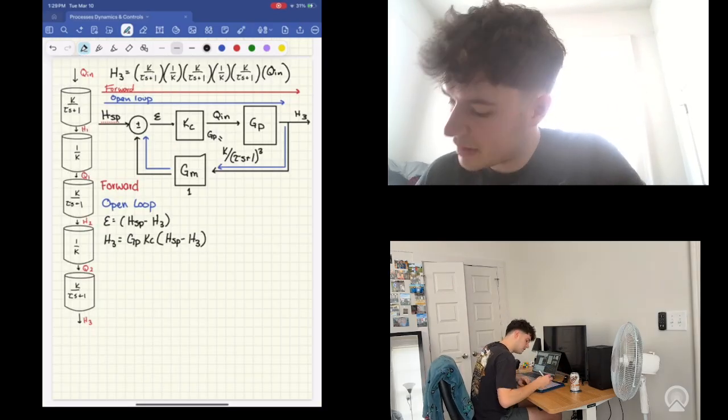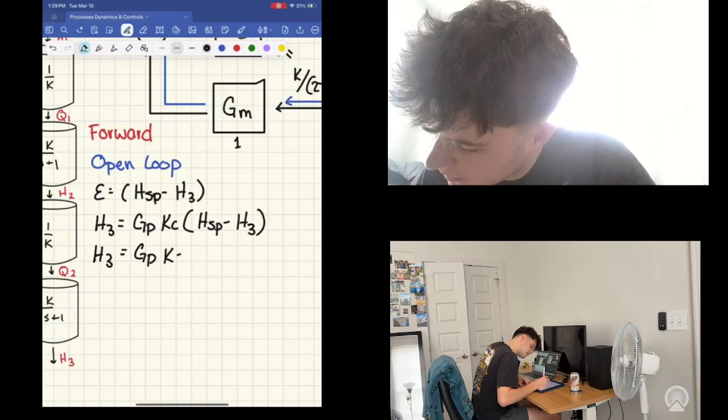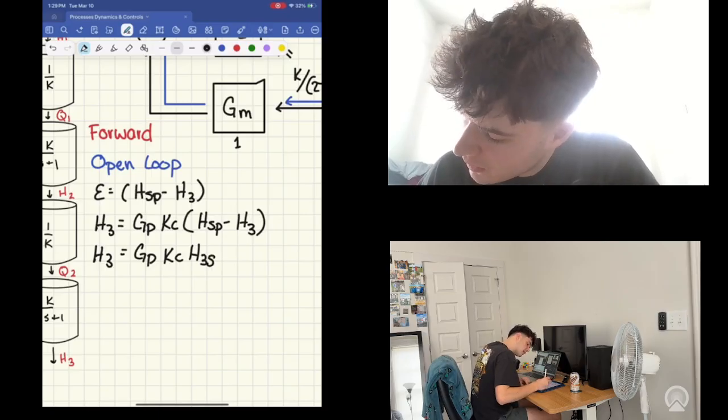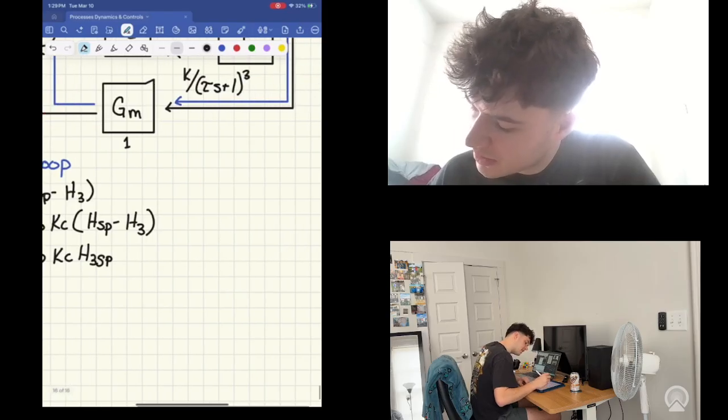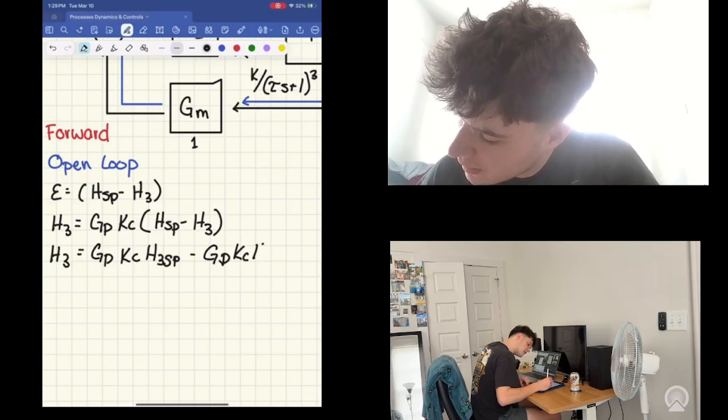So when we distribute this out, we get the equation H3 equals GPKC. And now this HSP is going to be rewritten as H3SP because it is specifically tied hand in hand with this H3 value. And then we will be subtracting GPKC times H3.